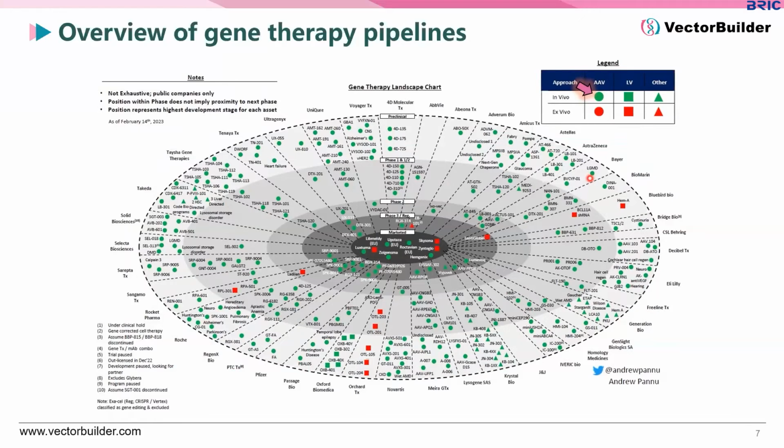As you can see, the green circles here represent AAV-based therapies that perform in vivo delivery directly on humans. You can see inside this landscape, AAV-based therapy is quite dominant recently. We are seeing more and more AAV-based therapies being developed and pushed into clinical trials.